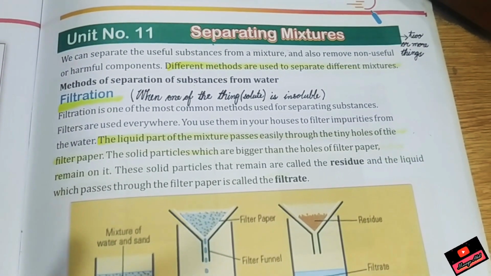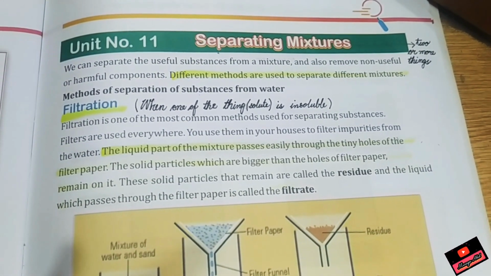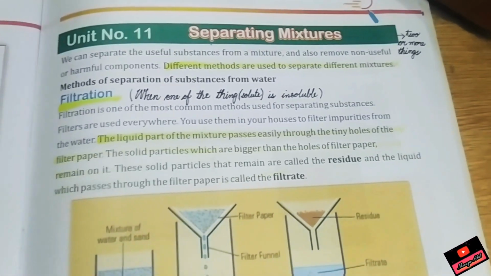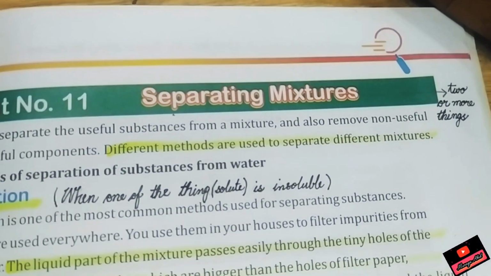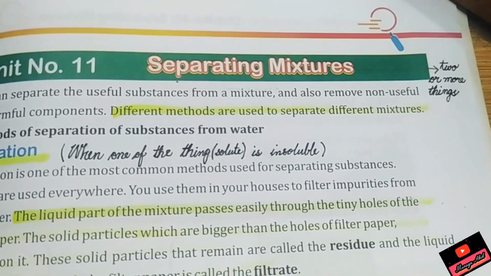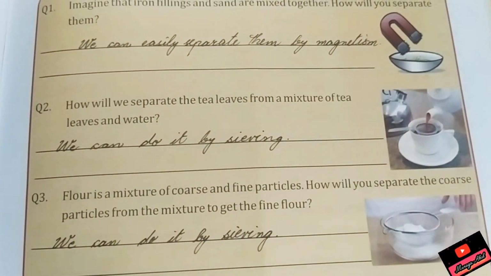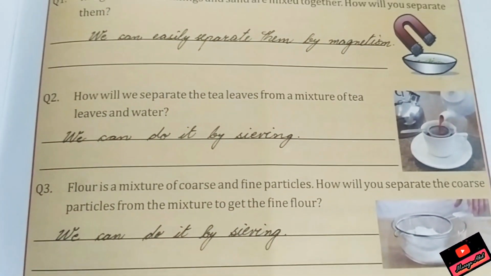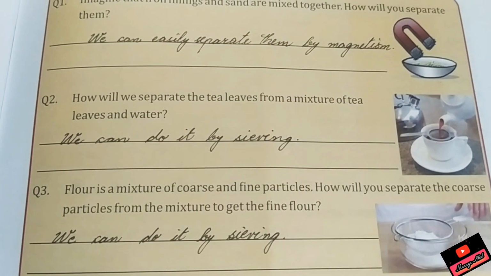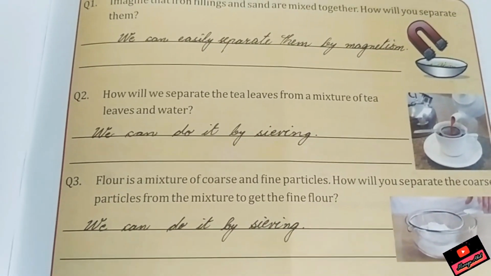Bismillahirrahmanirrahim. Okay, grade 4, unit number 11 is separating mixtures. Why are we separating mixtures? Let me tell you what mixtures are. Mixtures are two or more things physically combined together. All around us there are many things which are mixtures, like air, mineral water, juices, soup, tea, etc.